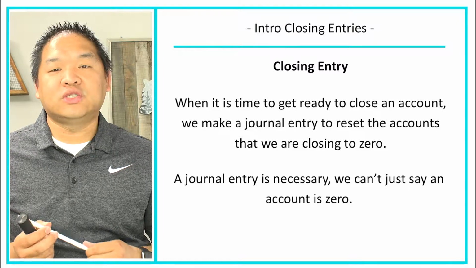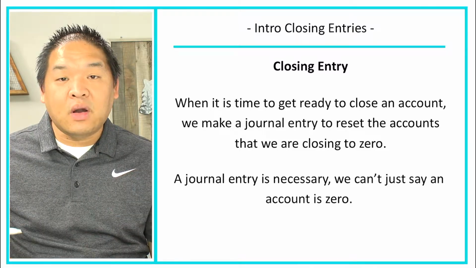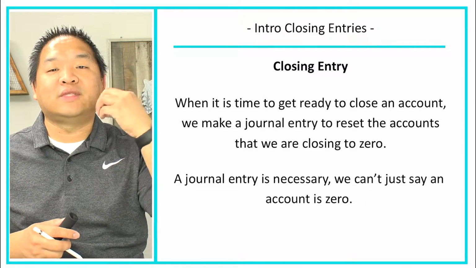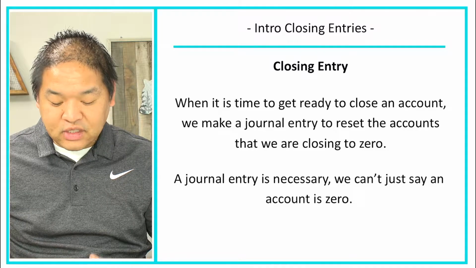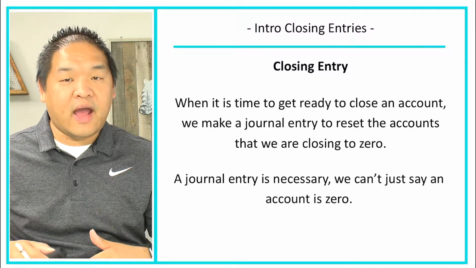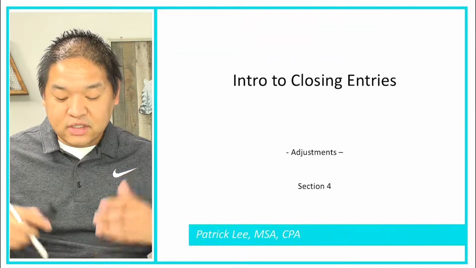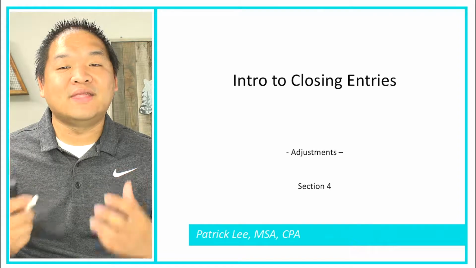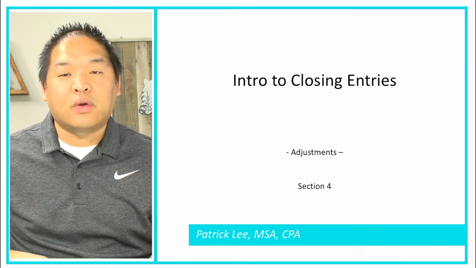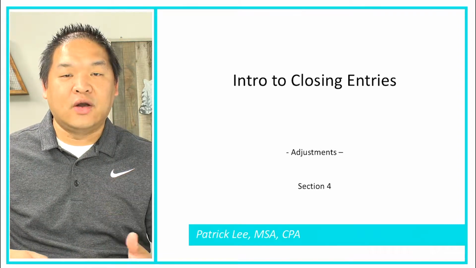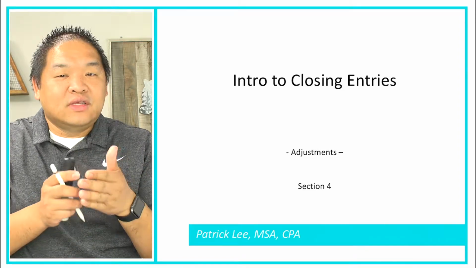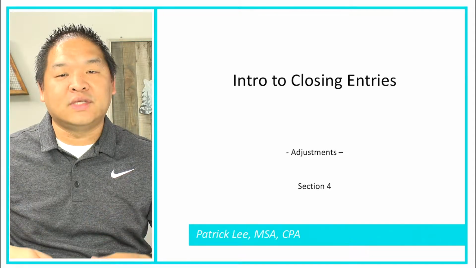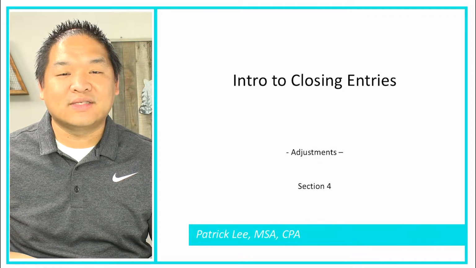The journal entry is necessary. We don't just make the accounts 0. We actually have to make a journal entry to book into our general ledger, which then zeroes out the accounts. So a journal entry is what you're going to learn here as we close out our accounts. That's the intro to closing entries. I know it was a quick one, but in the next lesson, which is a little bit longer, we're going to show you how we actually close. I hope you have a good foundation, and we'll see you in the next lesson where we'll go through the closing process. Until then, we'll see you in the next lesson.